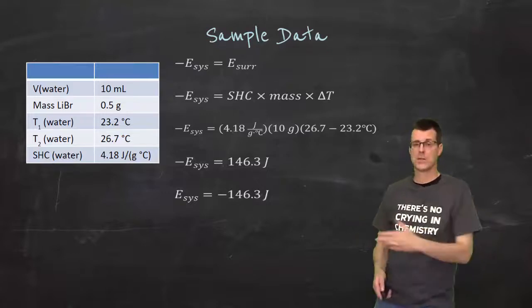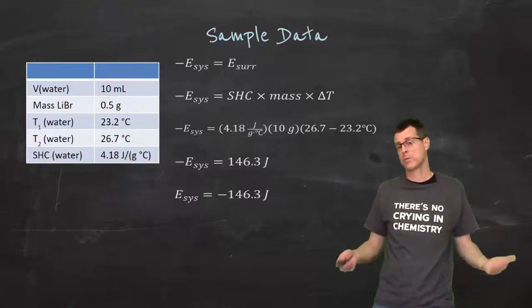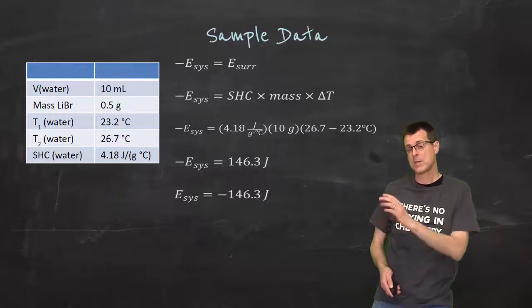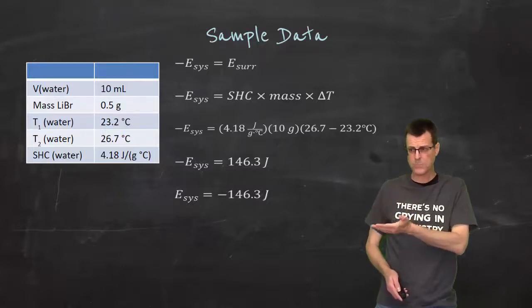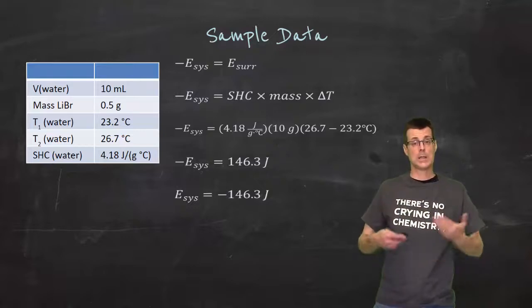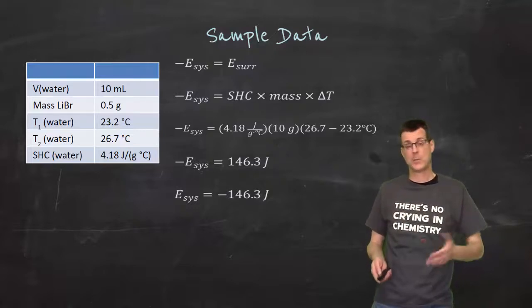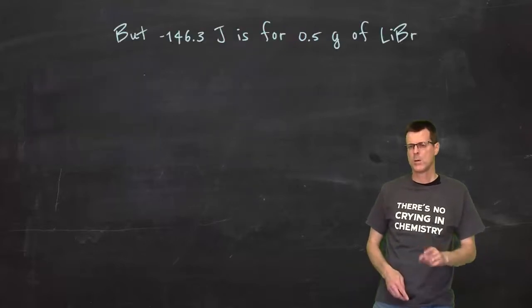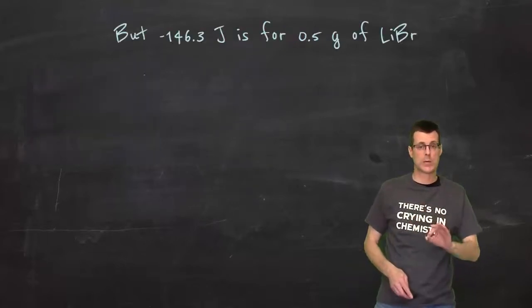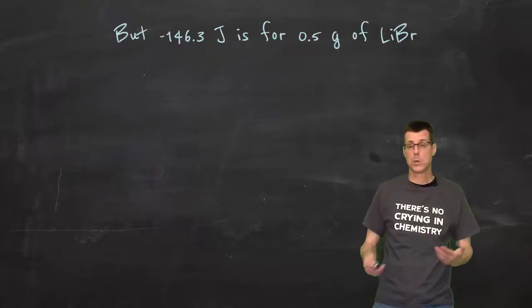Once I bring it down to a nice neat number, then I'm going to flip the sign over to the other side. This is because the surroundings went up in temperature, so they gained energy. That means the system lost energy. Too easy. Okay, but that was for 0.5 grams, and I need this to be in molar amounts.